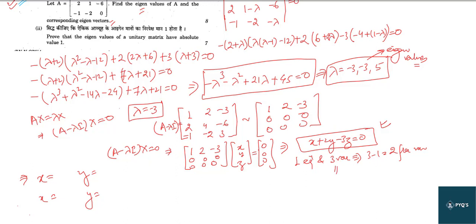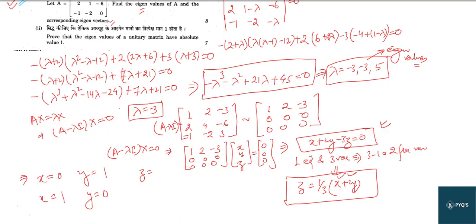So from here we can find z equals 1 by 3 times (x plus 2y). This is the value of z. If we assume values of x and y, we'll get z. So let's assume x equals 0, y equals 1, and x equals 1, y equals 0. Then correspondingly we'll find z. For x equals 0 and y equals 1, z equals 2 by 3. And for x equals 1, y equals 0, z equals 1 by 3.